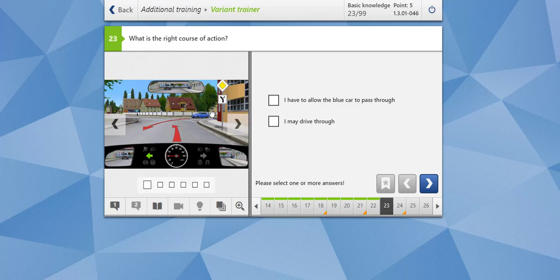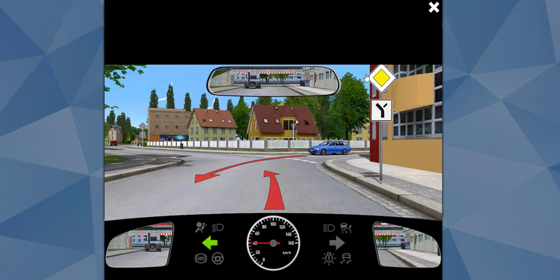What is the right course of action? Let's look at the figure. We have the priority sign and the road markings. What's important here is that we are following the priority road. We want to turn towards the left, and we are following the marking. And this car is on the subordinate road and is about to join the priority road. It means this car has to wait.